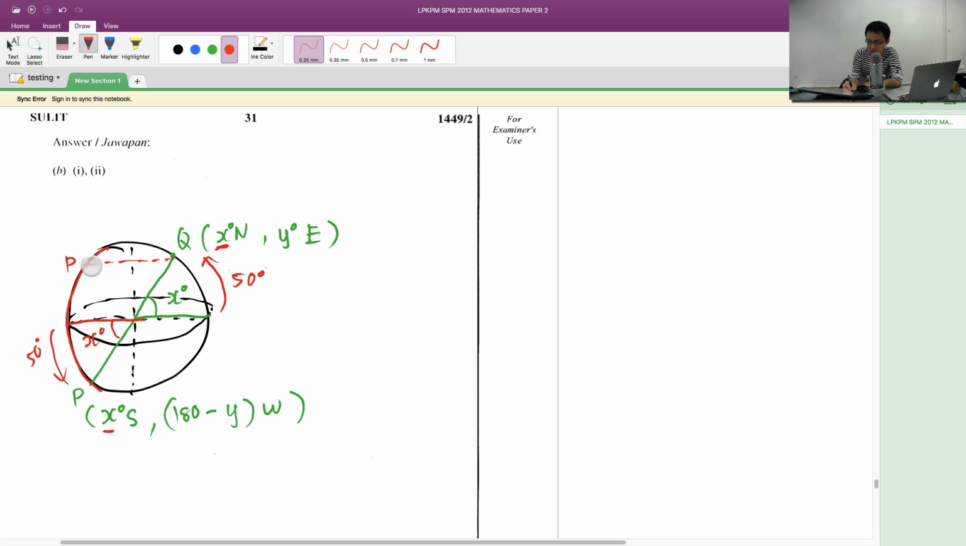Because the whole thing is 180, because this is a diameter, right? So the whole thing here is 180 degree. That means the value here plus this value together must equal 180.